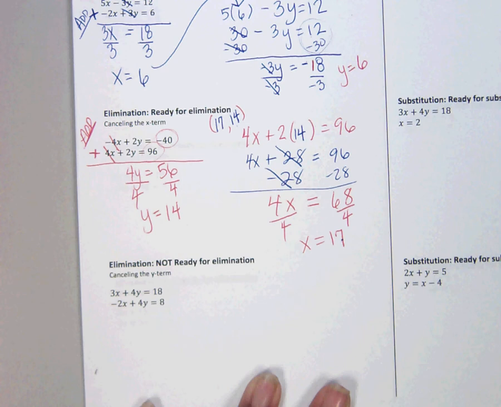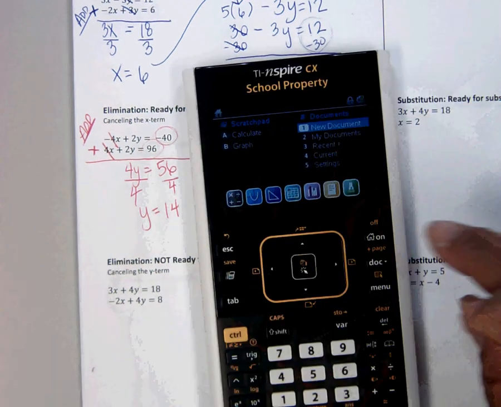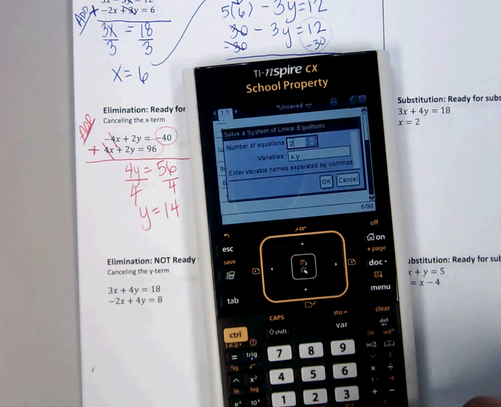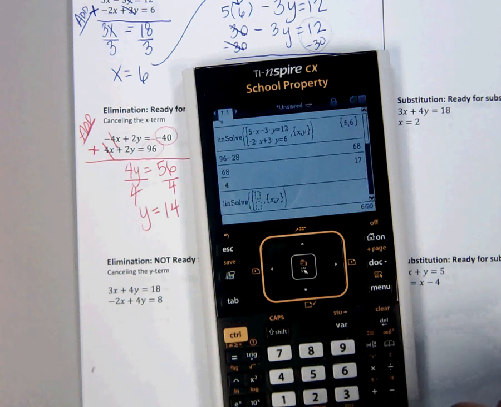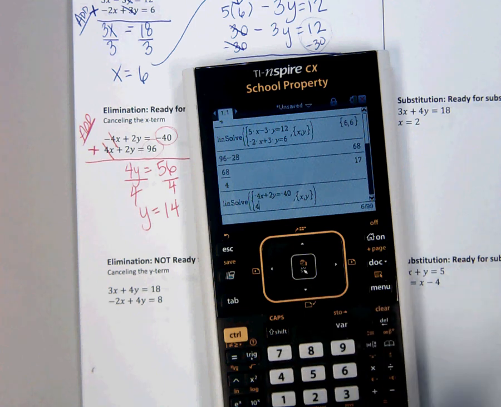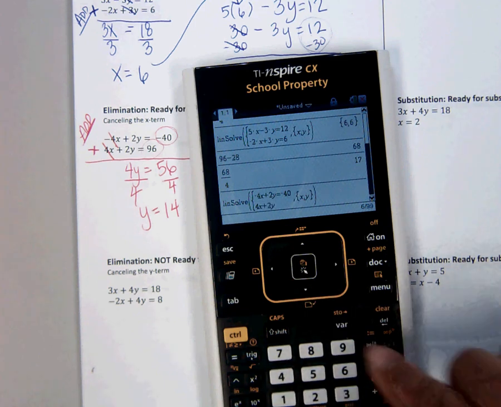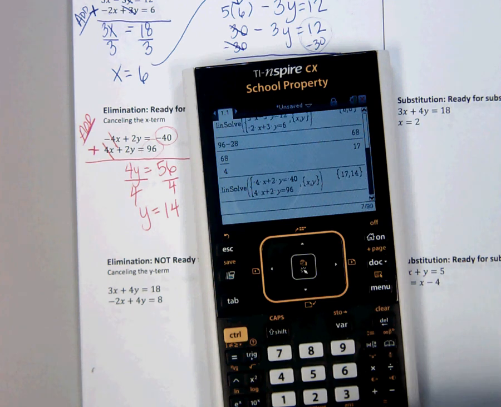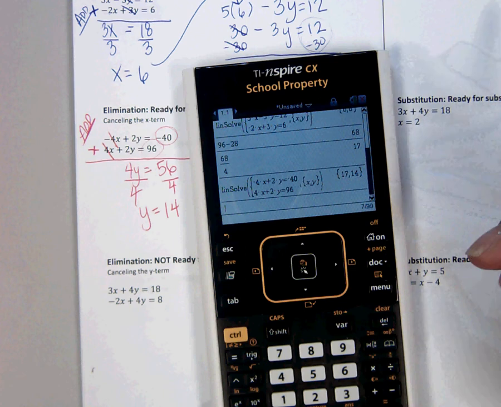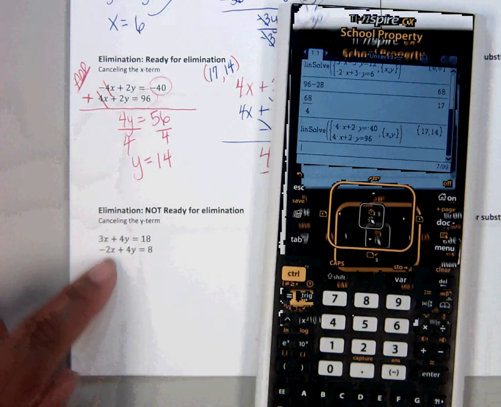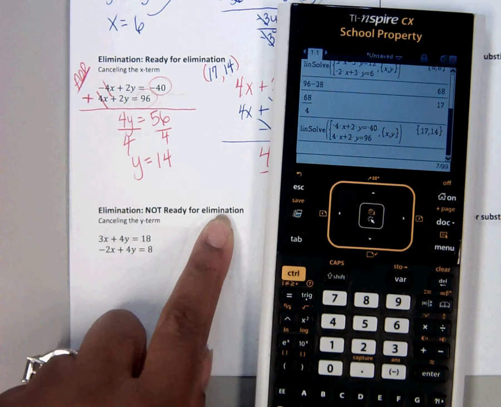So we use menu 3-2 to check our work. Menu 3-2. Negative 4x plus 2y equals negative 40. 4x plus 2y equals 96. And 17, 14 is the answer. Okay, we'll do the next example, which is not ready for elimination, in the next video.